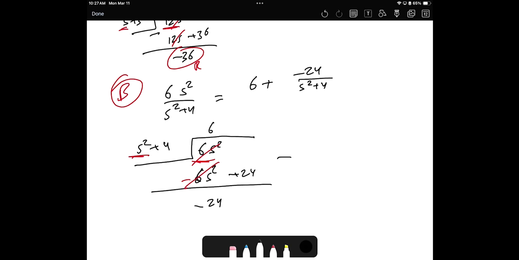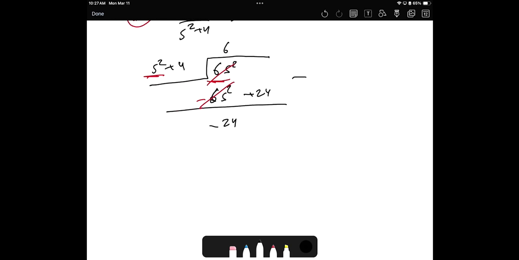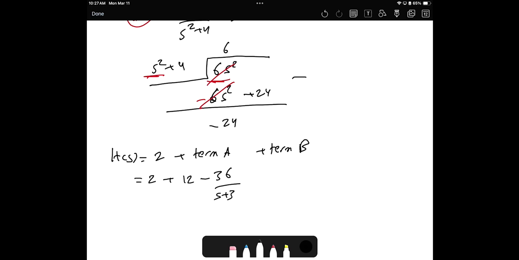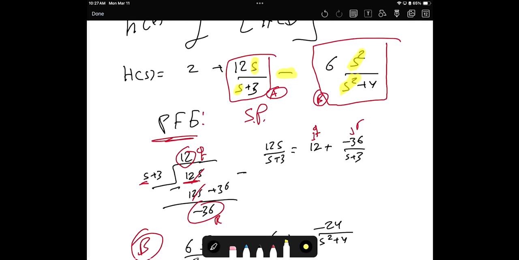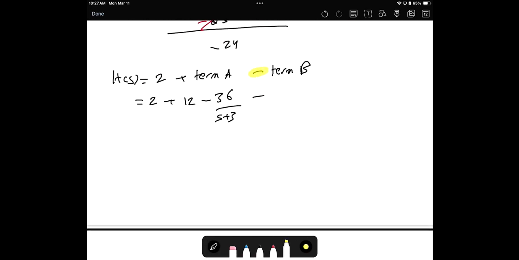Now, I'm ready to substitute them on the overall function, which is again, h of S after doing this partial fraction expansion. It will be 2, then plus term A, plus term B. Term A is actually 12 minus 36 over S plus 3, minus term B. Term B actually was minus term B because there was a negative sign. Again, here there's a negative sign. That's why it is negative. Then put the brackets. This is term A, this is term B.